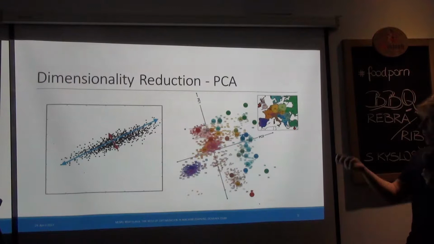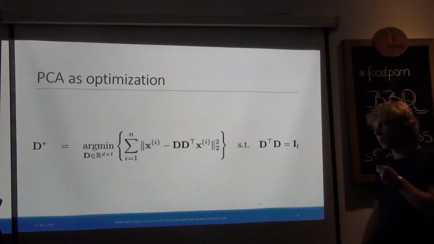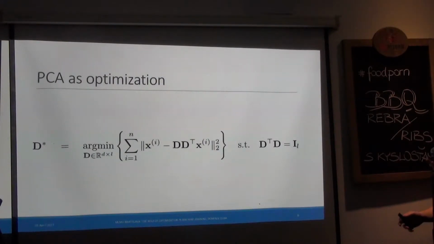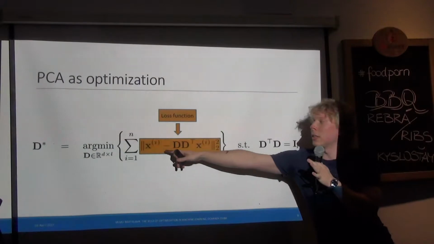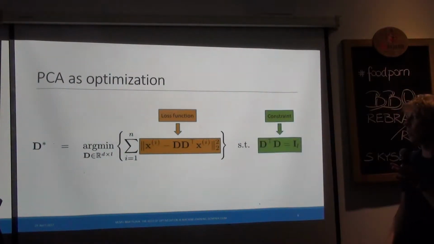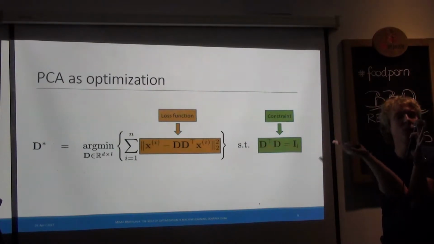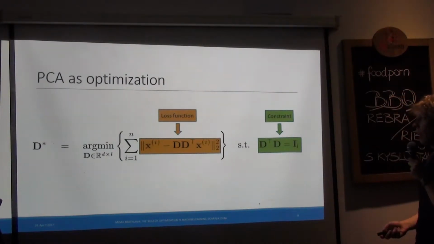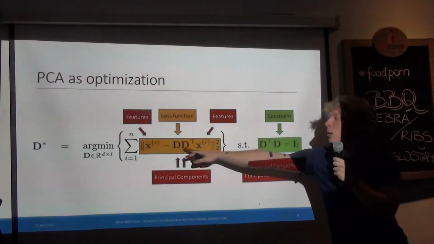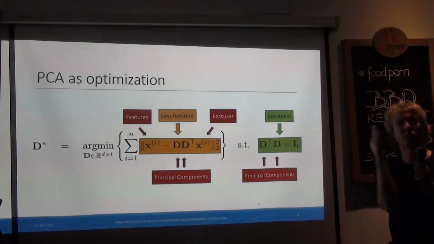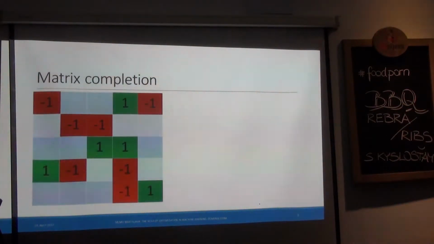So, yeah, let's rewrite this problem as an optimization, and this looks probably slightly more complicated, but not much. So again, we have some sort of loss function. This just means how far the data point is from the projected data point. We have some constraint, which means that the vectors that we are trying to find are going to be orthogonal to each other and of length 1. And then again, we have the features, and here we have the principal components, which means the principal directions. That's it, nothing more. Okay, let's go further.